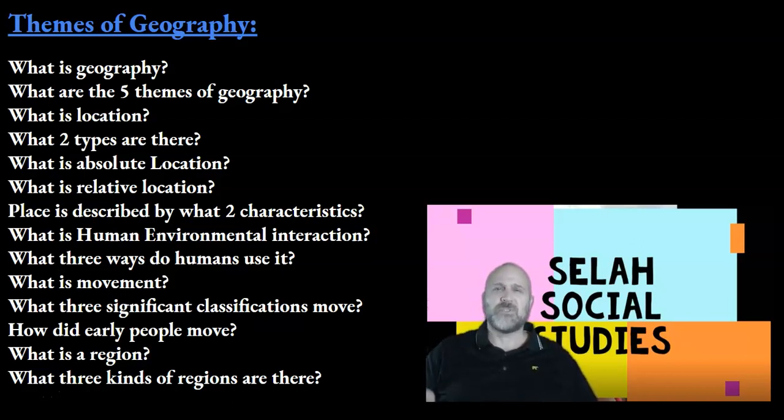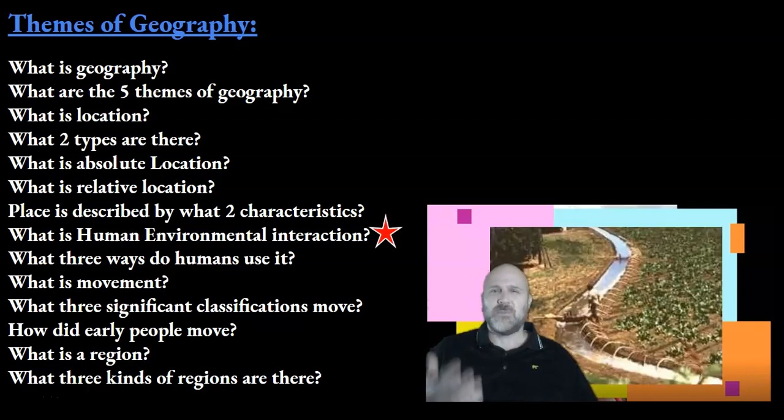The third thing we're going to go over is human environmental interaction. Human environmental interaction, or shortened to HEI, is how people interact with their environment and basically describes how humans have started to destroy the earth with the very first interaction.